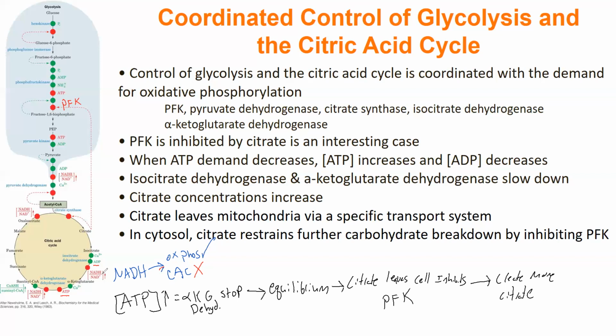And the only way to stop this is for your ATP levels to go down again and your ADP levels to increase. Because in the reverse case, where I guess I'll write it up here, ATP goes down, which means ADP goes up, then isocitrate dehydrogenase turns on.